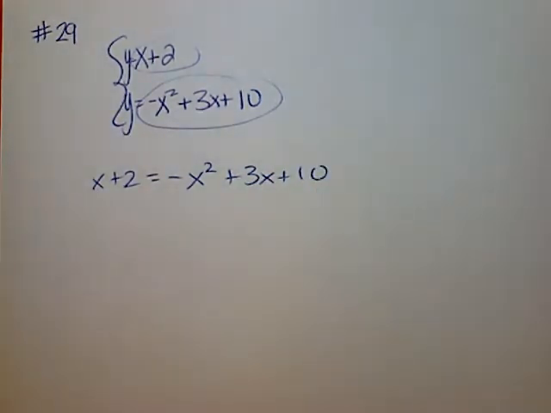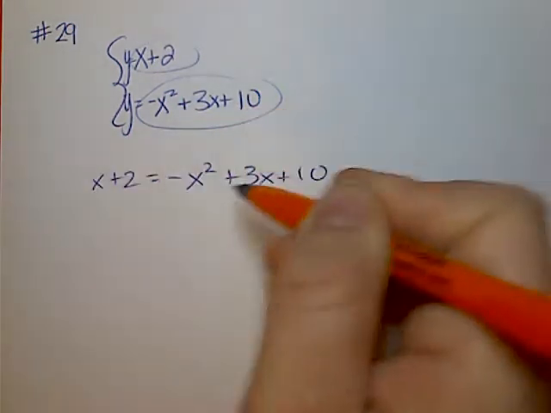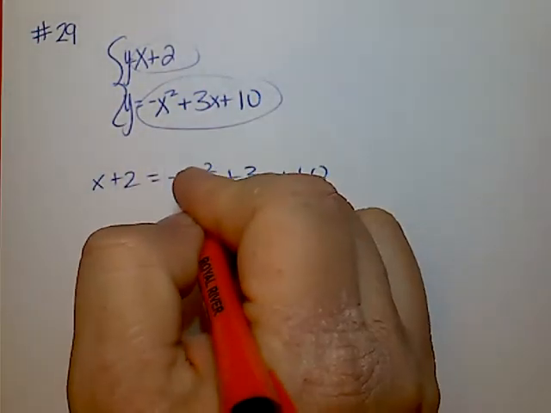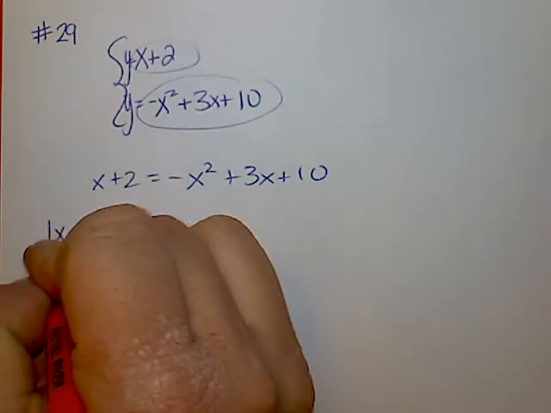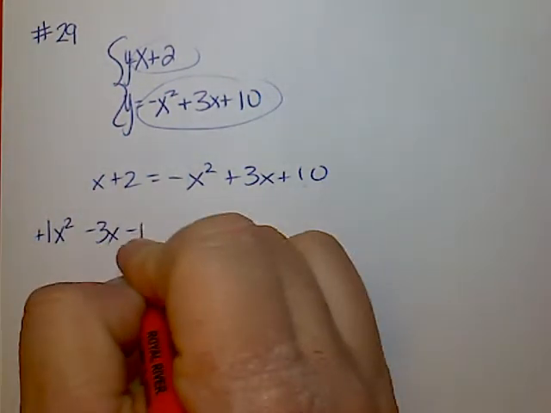There's no right or wrong way right now. There's no rule that says you have to move them to the left or you have to move them to the right. I personally don't like to work with a leading coefficient that's negative, so I'm going to move everything to the left. But again, you can move things to the right and still get the final answer to be correct. When this moves over, it's going to be positive, so I have 1x squared. When this moves over, it's going to be negative.